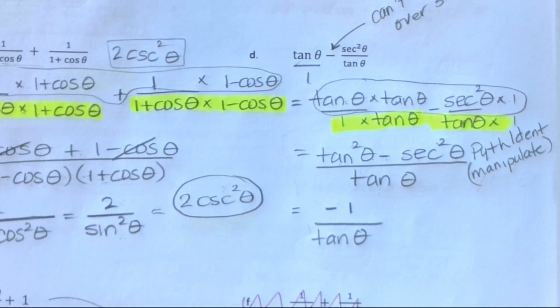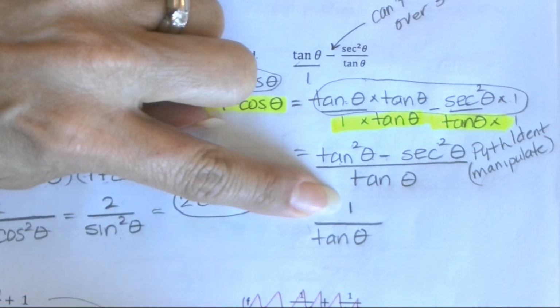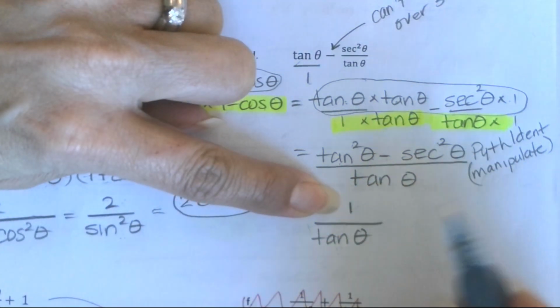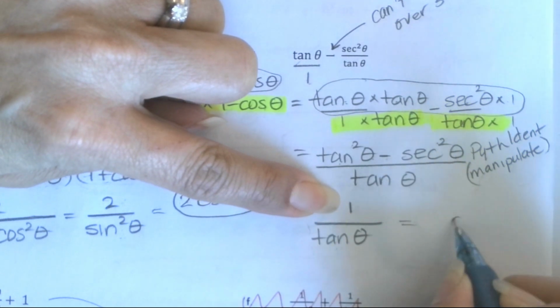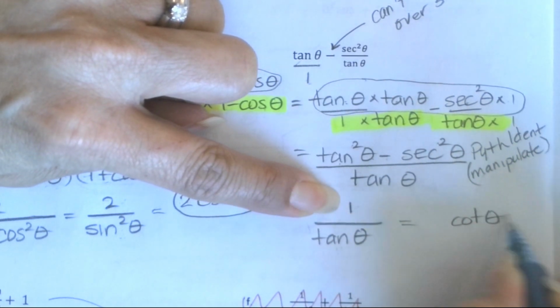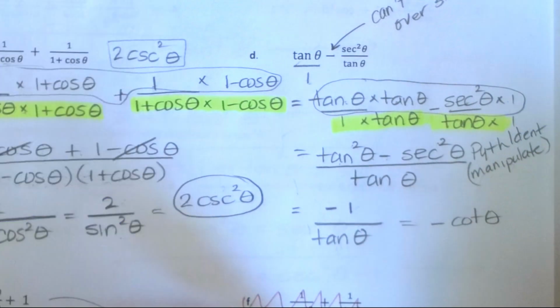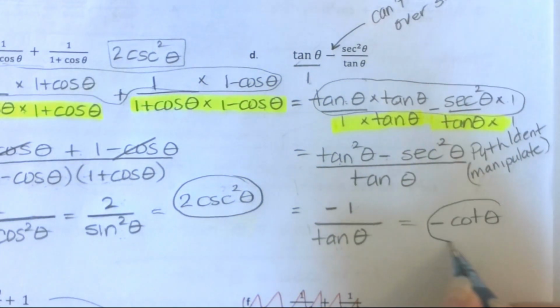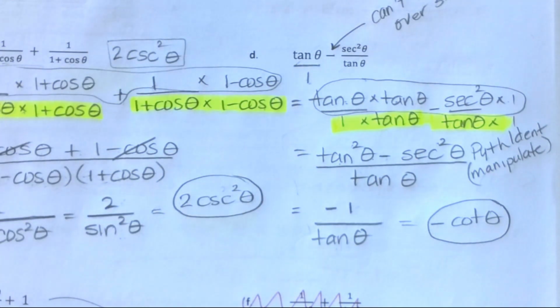All right, do I stop at -1 over tan theta? No. Maybe negative cotangent. Very good. If I just hide that -1, 1 over tangent is cotangent theta. But when I unhide the 1, I need to bring it along. So negative cotangent theta is your answer. Okay. Any questions?